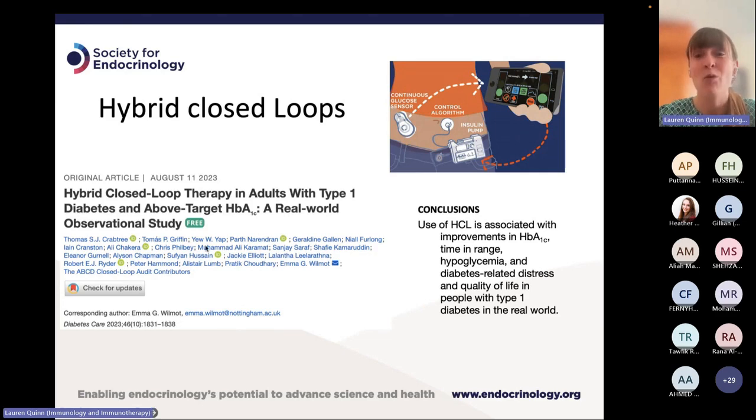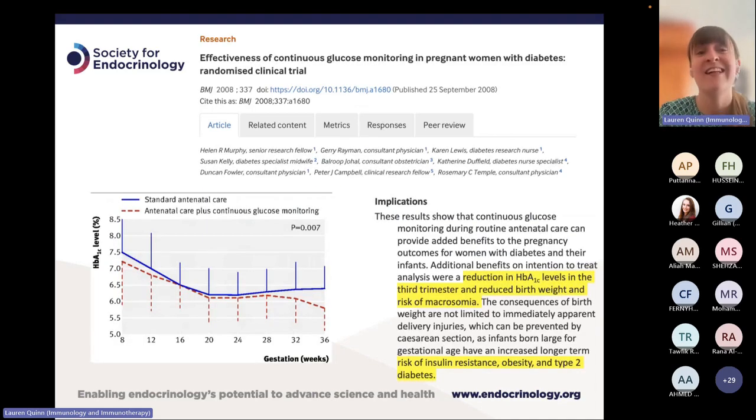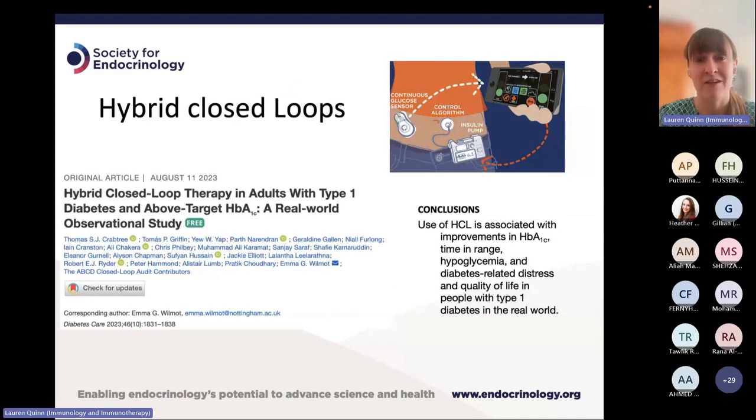And you can see here, we are expecting NICE guidance to come out later this year that will allow all patients with a HbA1c of 64 millimole per mole or above to have access to hybrid closed loop systems. This is revolutionary. And it's revolutionary because this is what really makes a difference to patients' lives, to their HbA1c. It reduces diabetes-related distress, and it improves quality of life as well. So this is really reducing the burden of diabetes.